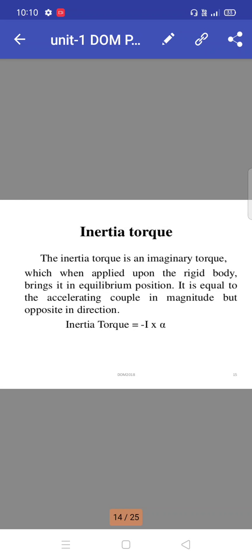Then inertia torque. The inertia torque is an imaginary torque which, when applied upon the rigid body, brings it into equilibrium position. It is equal to the accelerating couple in magnitude but opposite in direction. So inertia torque is equal to minus I into alpha.